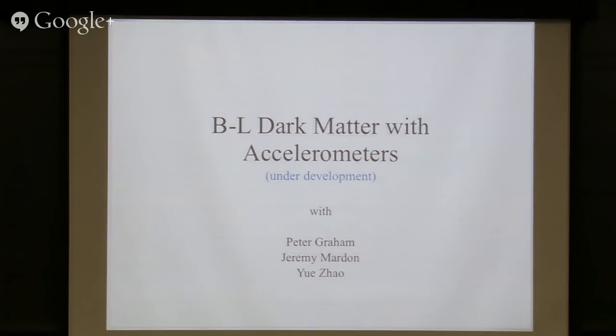And finally, I'm going to talk about how one can detect something called a B-L gauge boson with accelerometers. But this concept is very new. It's actually under rapid development. We're still figuring out what the best approach is, and we're working with experimentalists on this. So here is B-L.